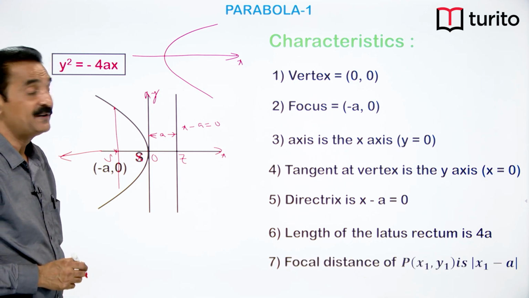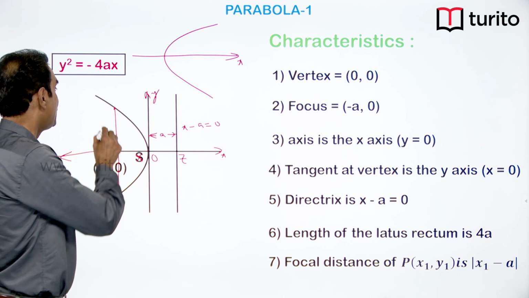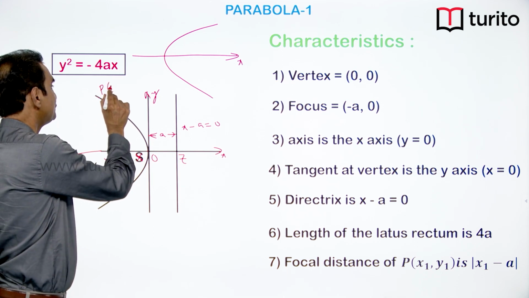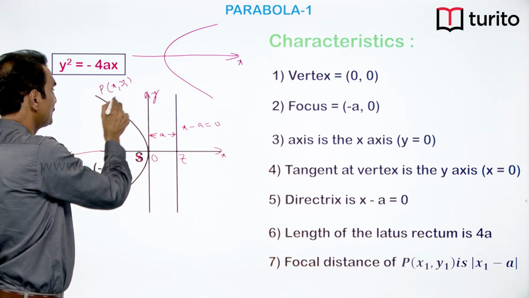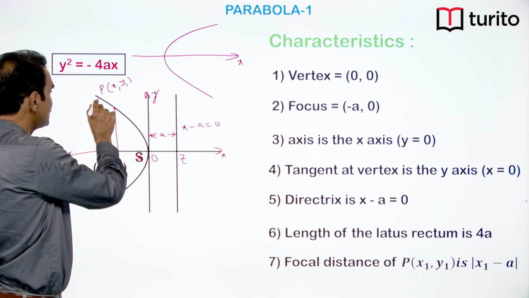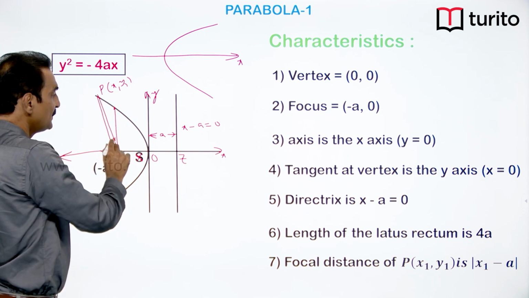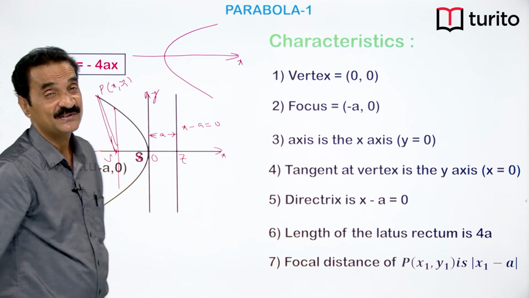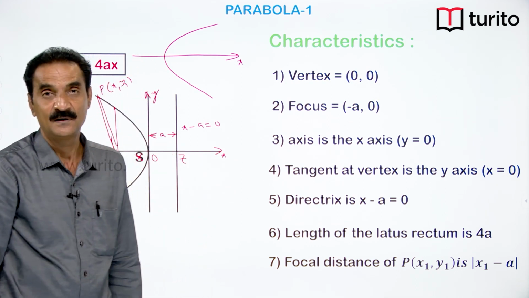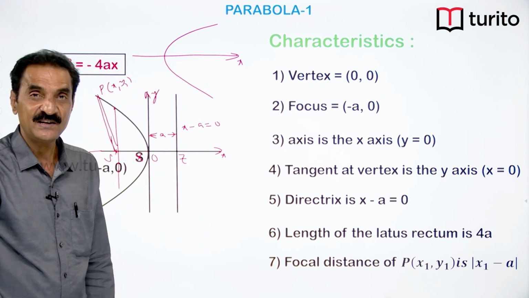Focal distance of a point (x1, y1): if you take a point P(x1, y1), this focal distance will be equal to |x1 - a|. We have to replace a by -a.